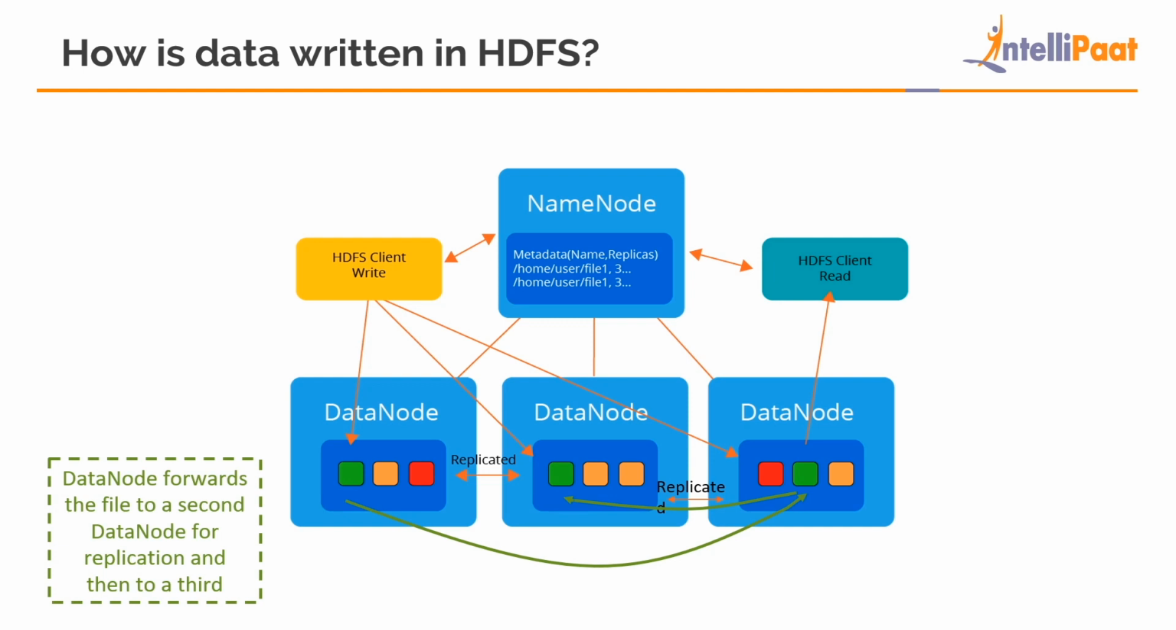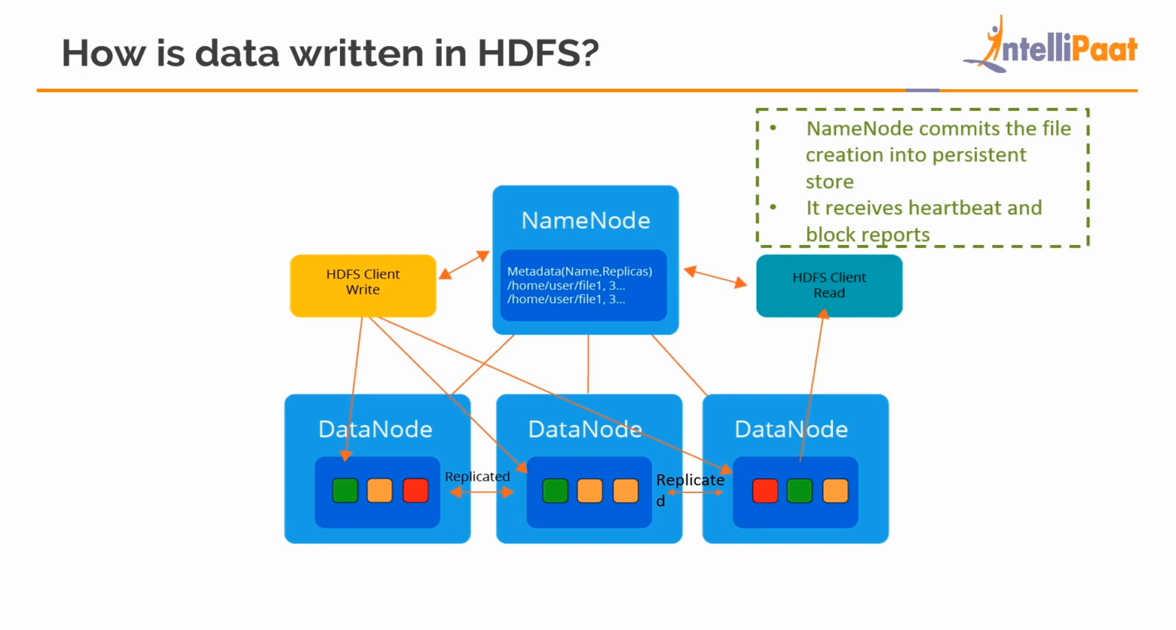In the case of any hardware failure, we have a fail-safe and that data is copied, so we are not going to lose that data. After that, the name node commits the file creation into persistent store. Basically, the name node stores the metadata for that particular commitment of the data into the data node, and it keeps checking for heartbeats and block reports.